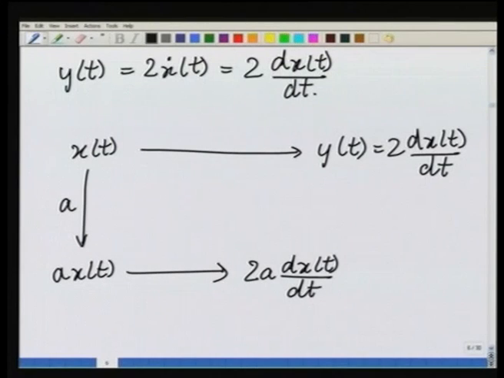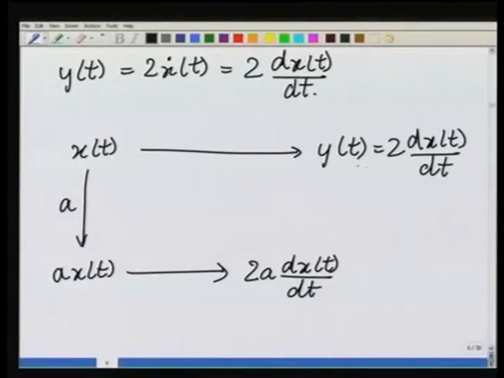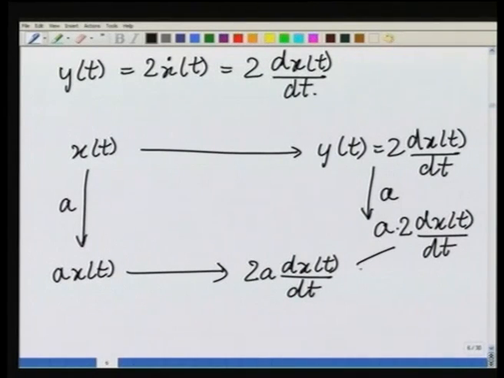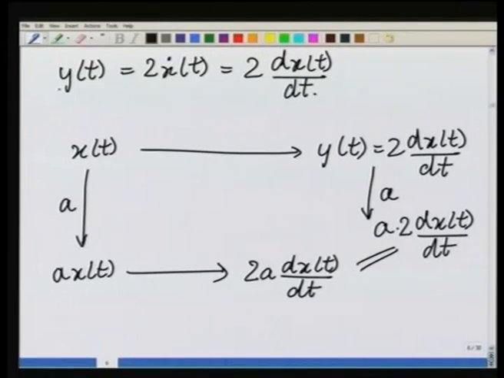Now, through this other path we have already seen the output, and we will apply the same linear operation on the output. We have 2 dx(t)/dt, and if we scale this by a factor a, this will yield us a times 2 dx(t)/dt. Clearly, these two are equal to each other, and therefore, we have just seen that this system is commuting with the scaling operation by a. So, this system is homogeneous. Now, let us see about superposition.